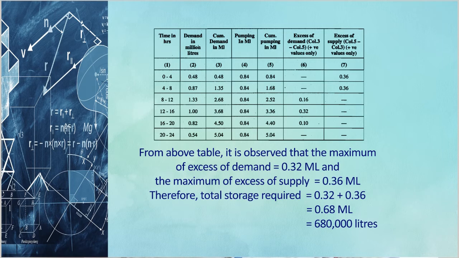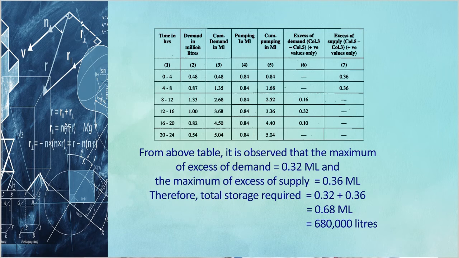So here, for the time hours 8 to 12, 12 to 16 and 16 to 20, the value put here comes from column 3 minus column 5. So the values come to 0.16, 0.32 and 0.10. And in the next column we put the excess of the supply, column 5 minus column 3. Here again we put only the positive values. So in that case, first row 0.36 and second row again 0.36.